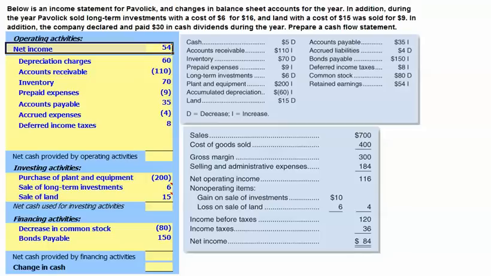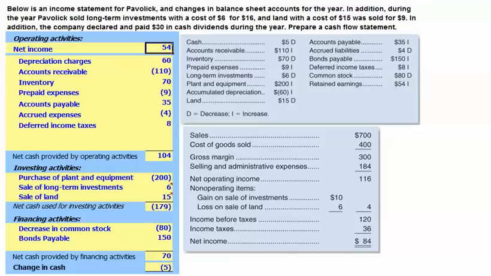We've picked up all of the changes in the balance sheet accounts, so now we can sum up the cash flows in each one of the sections of our cash flow statement. Cash provided by operating activities is $104. The net cash used by investing activities is $179, and the cash provided by financing activities is $70. This gives us a change in cash of $5 decrease, which agrees with the $5 decrease on our balance sheet.